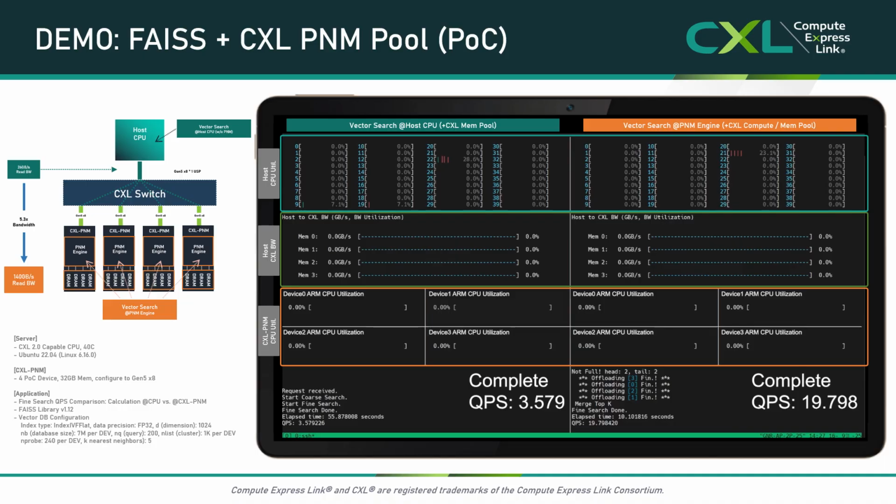CPU only achieved 3.5 cores per second. And with CXL PNM, we achieved 19.7 cores per second. That is more than 5 times the throughput. As you can see on the monitoring graph, when using CXL PNM, the PNM engines take over the computation, and we can confirm that the whole CPU utilization is significantly reduced. So this frees the CPU for other tasks. By reducing data movement and leveraging near memory computation, we achieve significant performance improvement in a real AI workload.